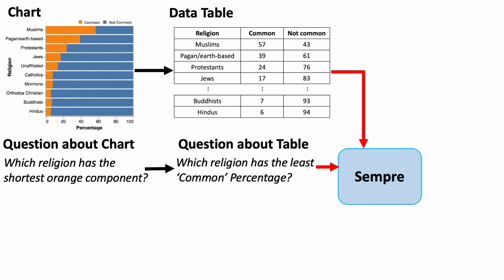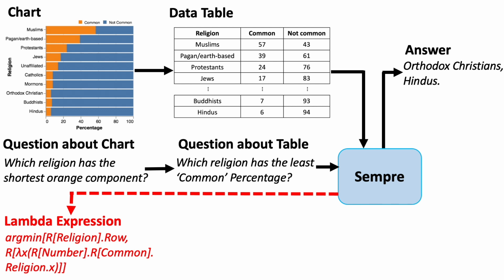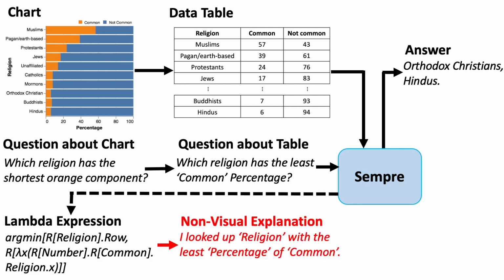We input the resulting data table and the question into Sempre and obtain the answer to our question, Orthodox Christians and Hindus. To generate an explanation for our answer, we extract the lambda expression that was evaluated to obtain the answer. From this lambda expression, we use a sequence of rules and templates to first generate an explanation without any visual references to the chart.